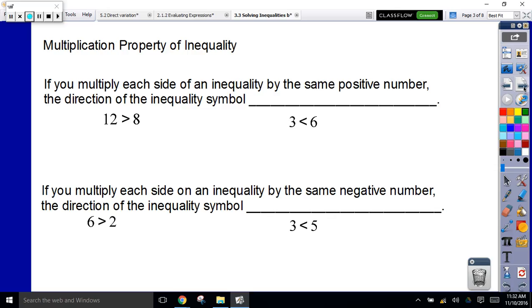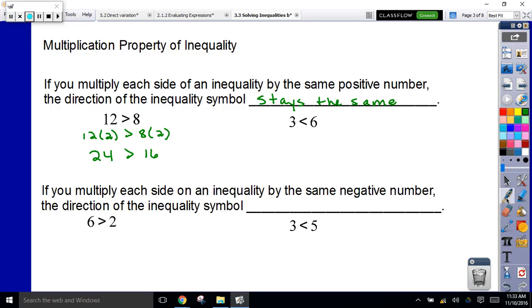If you multiply each side of an inequality by the same positive number, the direction of the inequality symbol stays the same. So just like when we add or subtract the same thing to both sides, it's still the same inequality. If we multiply by any number, let's do 2, 12 times 2 should be greater than 8 times 2. 12 times 2 is 24, and 24 is greater than 16. No matter what positive number we use, we're going to get an inequality that's still true.